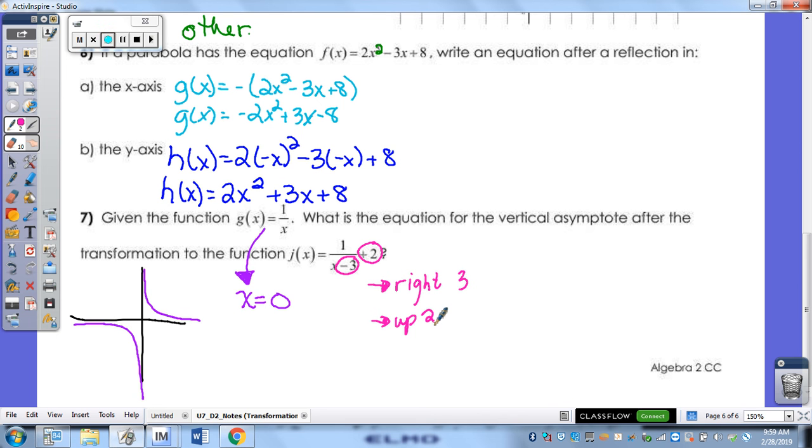So if I take 0 and I move it to the right 3, what am I at? 3. And then can I move a vertical asymptote up at all? No, so that part doesn't mean anything to us. Our new vertical asymptote is at x equals 3. All you can do is move it to the right 3.